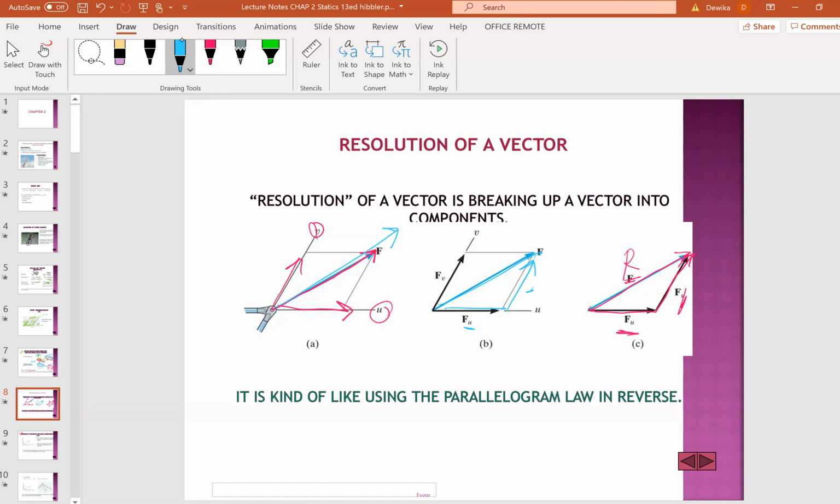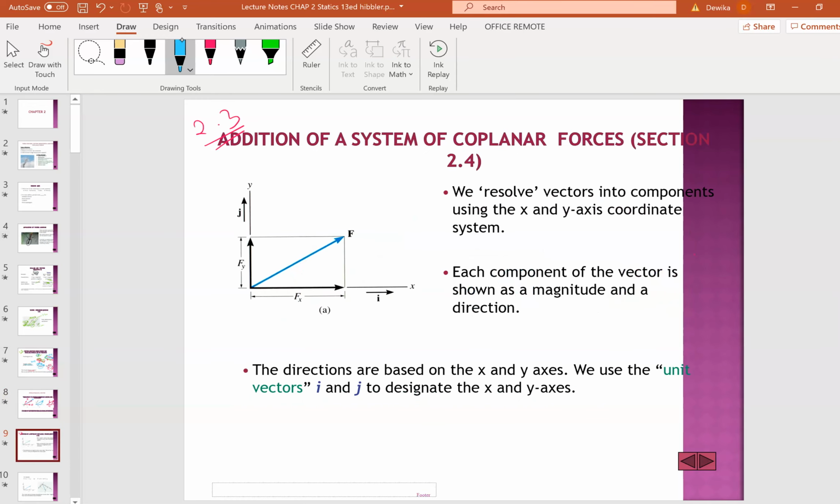Okay, so next chapter would be 2.3 from your textbook, page 20. So we're going to look at vector addition. In vector addition, we resolve the vector into x and y components to continue the previous lesson. So you have a resultant, you break it up into Fx and Fy.